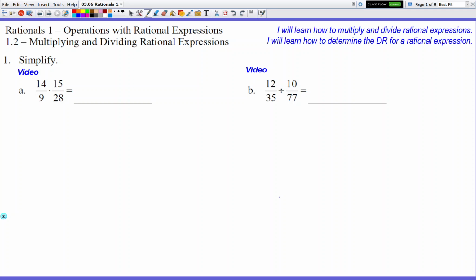Hello and welcome to Rationals 1.2, Multiplying and Dividing Rational Expressions. Okay, today we're going to start a brand new topic called rational functions.